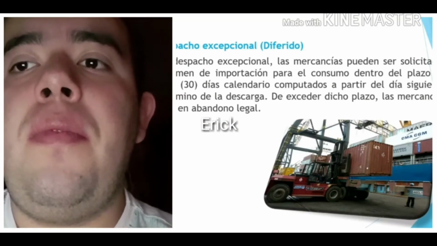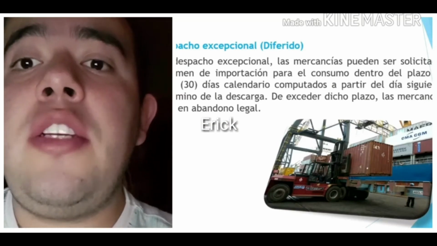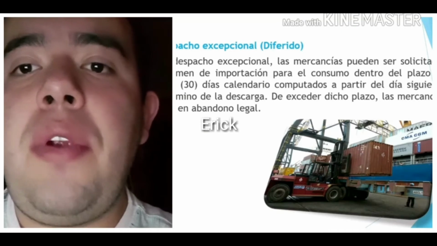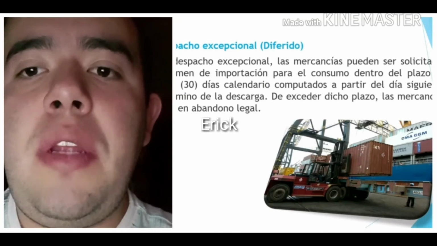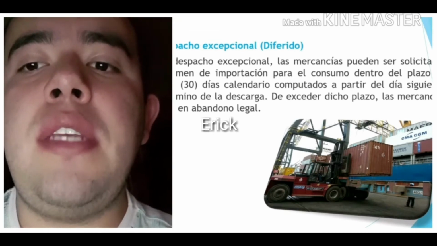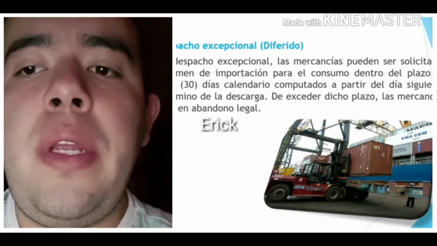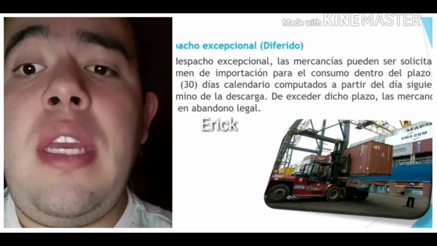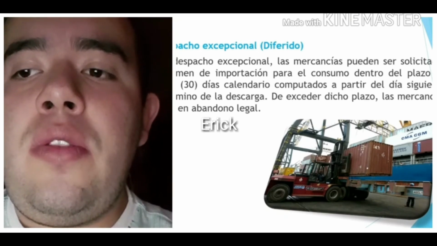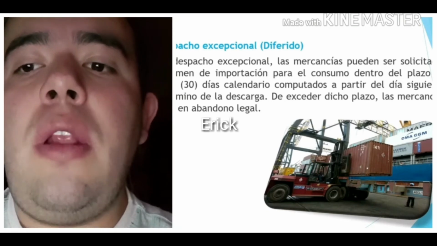Exceptional dispatch, deferred. In the exceptional dispatch, the goods can be requested to the import regime for consumption within the term of 30 calendar days computed from the day following the end of the discharge. If this period is exceeded, the goods will fall into legal abandonment.